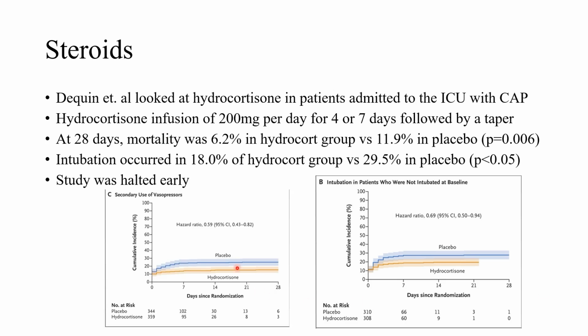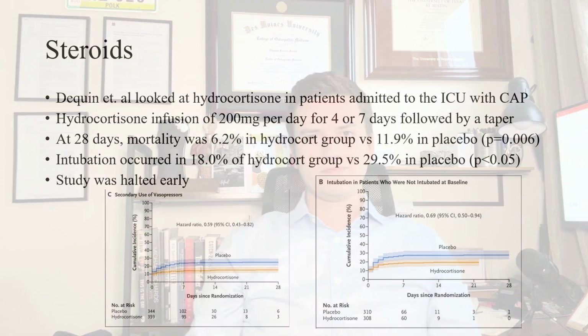Another thing they looked at that I thought was interesting was they looked at what was the chance of you being put on vasopressors, depending on which group you're in. And once again, the placebo group had a higher incidence of being put on vasopressors than the hydrocortisone group. So really convincing data to consider in your ICU level patients to give them hydrocortisone steroid.